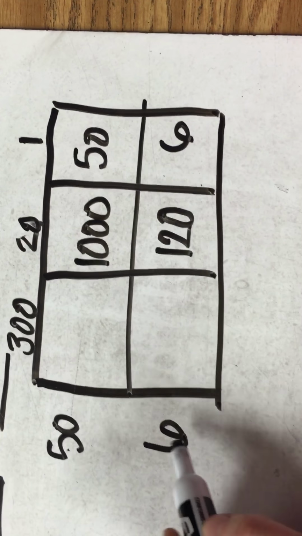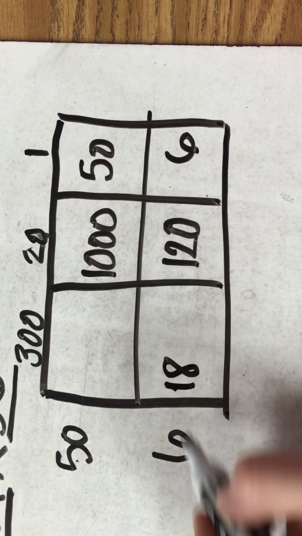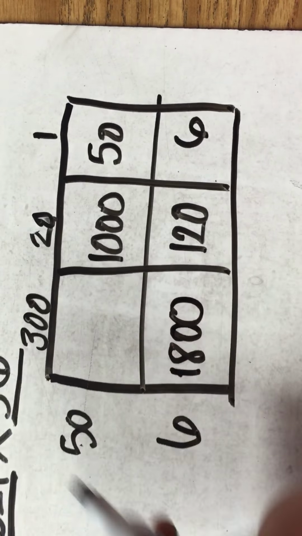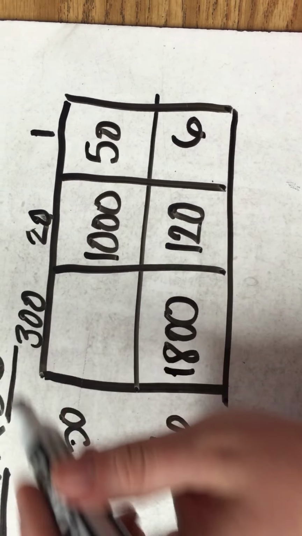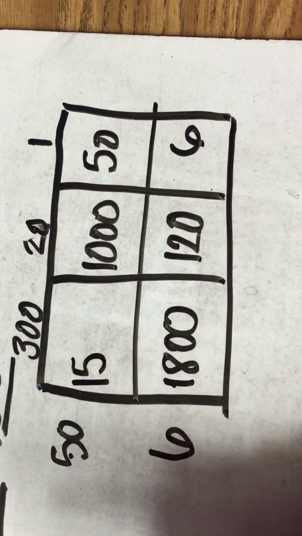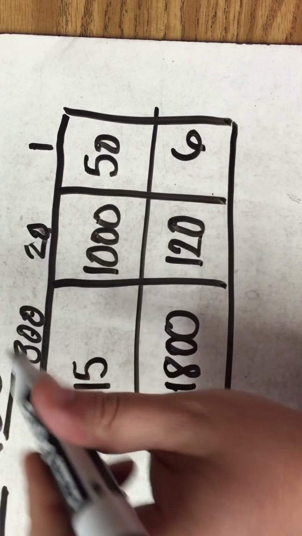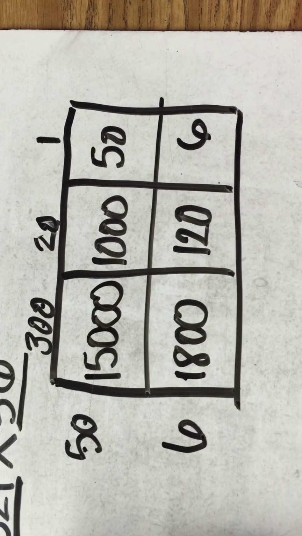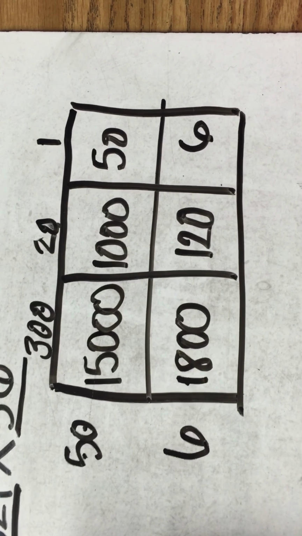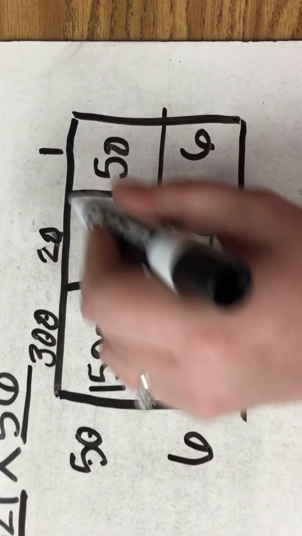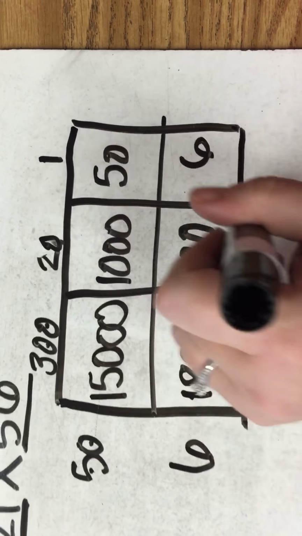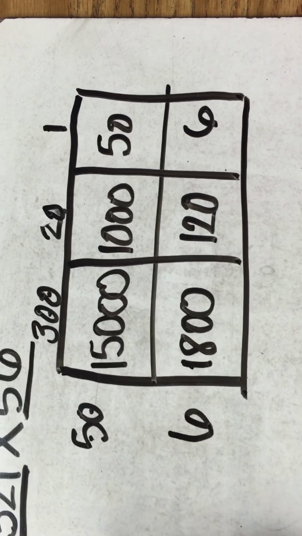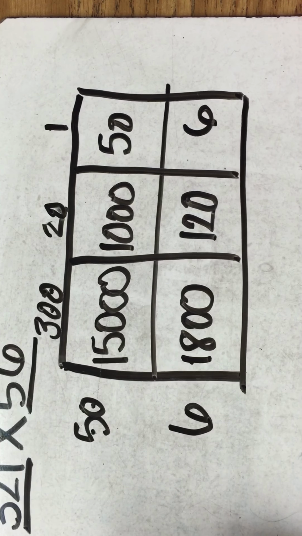6 times 300, 6 times 3 is 18 with 2 placeholder zeros because of 300. And 5 times 3 is 15 with 1, 2, 3 placeholders because of our factors. So now we have these boxes with partial products or partial answers to our problem that need to be added up in order to find our final product or answer.